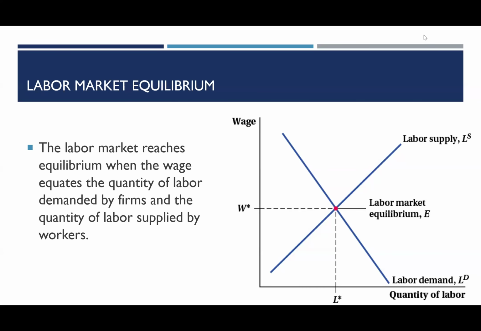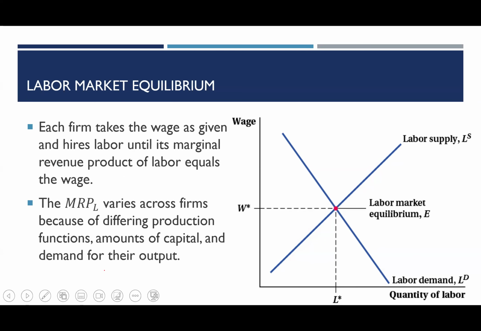Now we're going to turn to the labor market itself and what equilibrium looks like there. So, like any other market, the labor market reaches its equilibrium when the wage equates the quantity of labor demanded and the quantity of labor supplied, right? And we want to keep in mind that on our supply side again, it's going to be workers, the laborers representing that curve, and for labor demand, it is the firms.